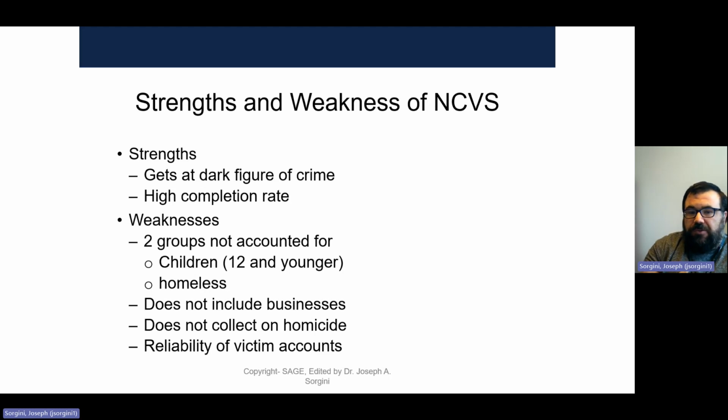Also, what you can see here too is we actually asked the victims. So, for example, for homicide, you can still ask the surviving family members, but you can't ask a deceased victim, obviously, about what happened and how they were victimized. So that is a concern. But the real benefit is it has a 90% completion rate, as you saw on a previous slide. So it actually might be a little bit more uniform in giving us a fuller picture of what crime is in the United States.